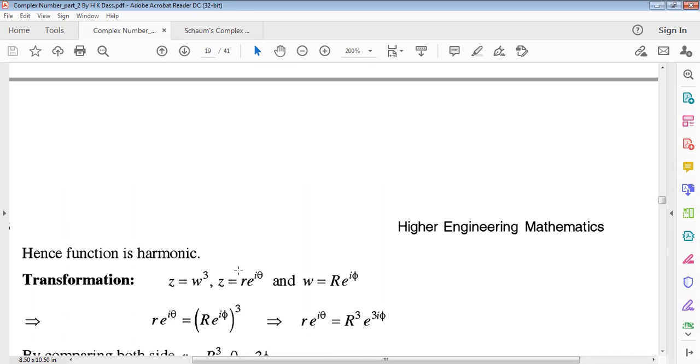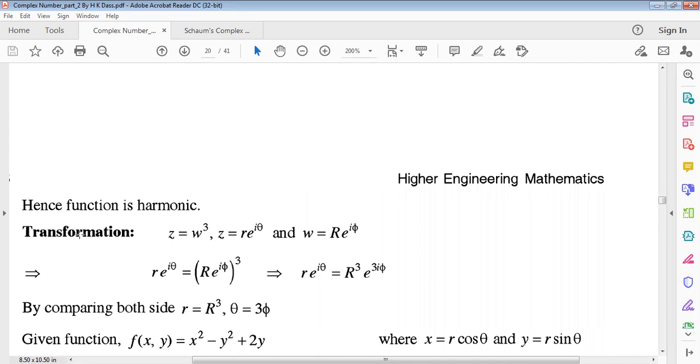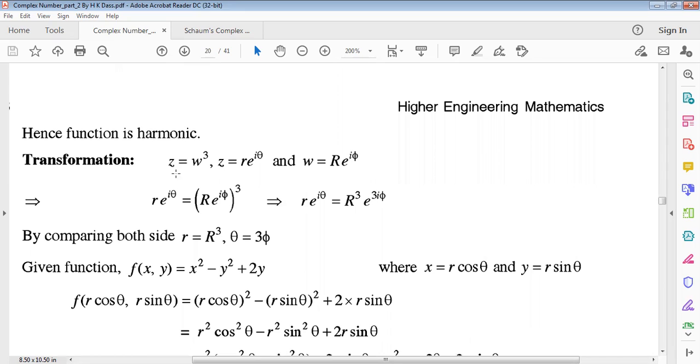So this is harmonic. Now making a transformation, z equals w cube, that means z equals what? r times e to the power i theta. You must know the polar representation of a complex number. So z equals r times e to the power i theta. So w will be what? Capital R times e to the power i phi. We can consider phi as another parameter, and theta is also a parameter, but phi is another parameter.